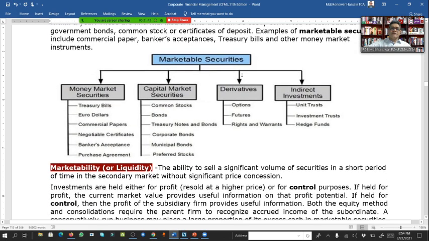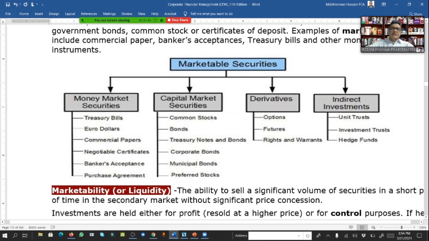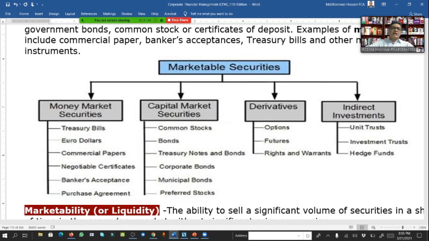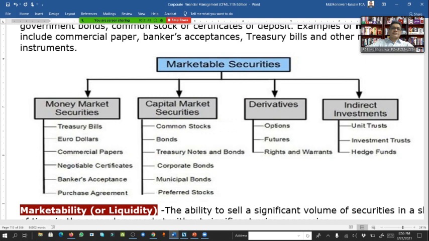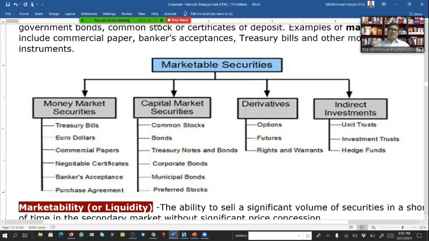So here is a chart of marketable securities. A few things are not for our country, they are for other countries, but the structure is here. So marketable security, capital market security, derivative, and indirect investment. There are marketable securities: treasury bond, US dollar bond, commercial paper, negotiable certificate, bankers' acceptance, etc. And capital market securities: common stock, equity share, common share, and bonds, corporate bonds, etc.